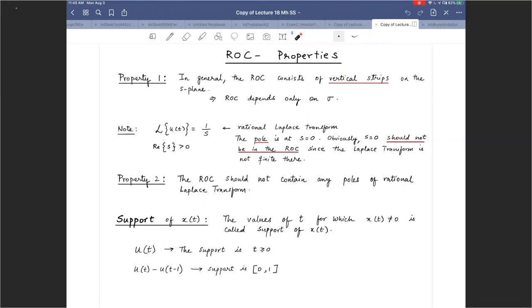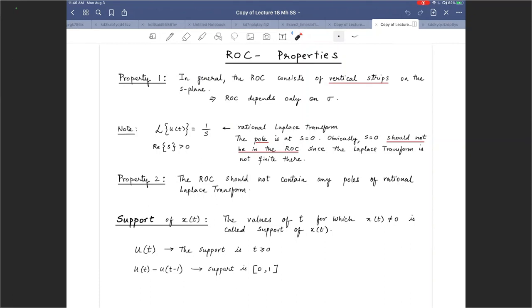Now, when I say in general, I'm talking about a two-sided signal. A two-sided signal will have vertical strips. So that's the general case. In some cases, the ROC might be moving right of the pole. In some cases, ROC might be moving to the left of the pole. And in other cases, ROC might be the entire complex plane, as in the case of impulse. But in general, for a two-sided signal especially, the ROC will consist of vertical strips.